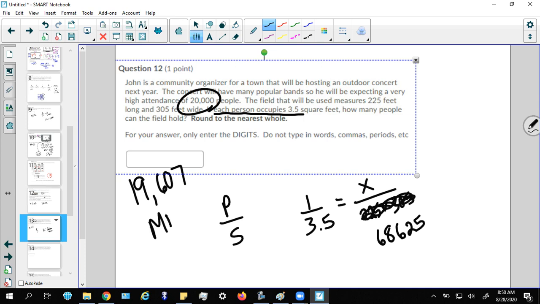This is the max amount of people. You cannot fit more than 19,607 in this. Anything beyond that is too many people. Anything that's less than that is okay. All right, so the answer to this question is 19,607.